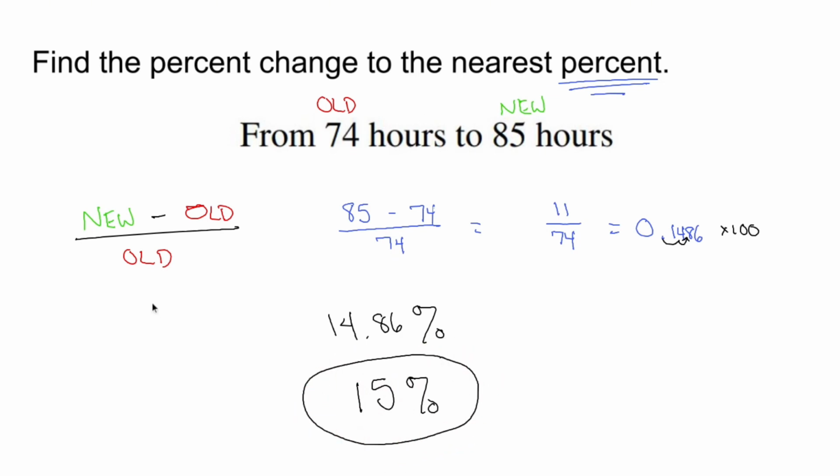Listen, I'm keeping all the errors, all the mental gaffes in here because I think it's important. But that's how you do it. New minus old, all over old. Since we are going from a small number to a big number, we are increasing, and we're increasing about 15%.